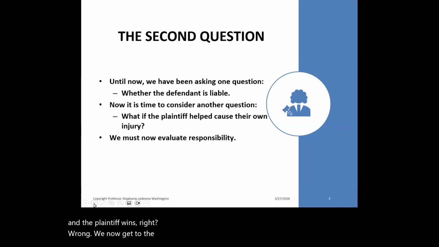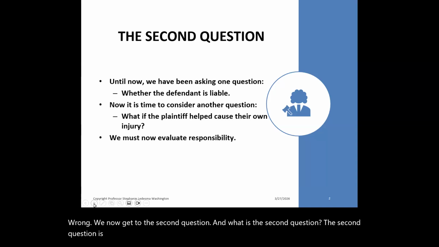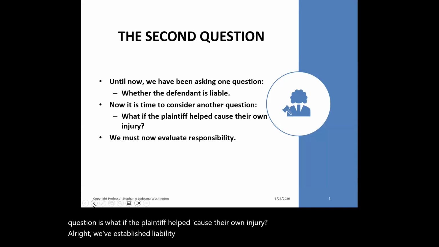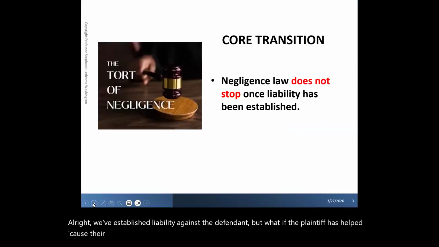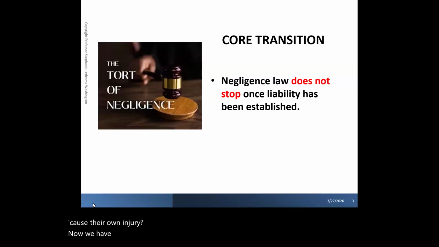And what is the second question? The second question is, what if the plaintiff helped cause their own injury, right? We've established liability against the defendant, but what if the plaintiff has helped cause their own injury? Now we have to examine the plaintiff's responsibility, right? Negligence law does not stop once liability has been established.